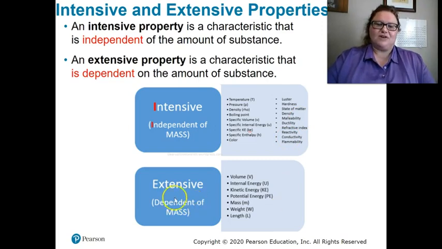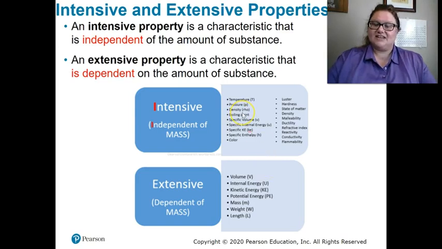To contradict that, we have extensive. So these do depend on how much you have. Okay, the volume of it. Notice that density has volume in its value. It's mass over volume. And density is intensive, but volume is extensive.